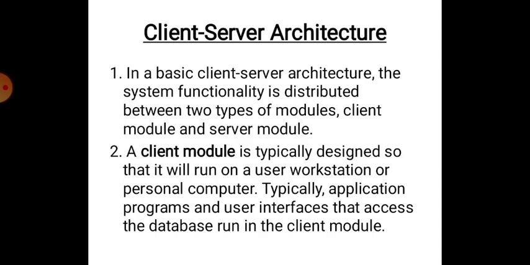Now we'll know what is client server architecture. Point number 1. In the basic client server architecture, the system functionality is distributed between two types of modules, client module and server module. Students, in the client server architecture, we have got two modules. One is called server module, another is called client module.